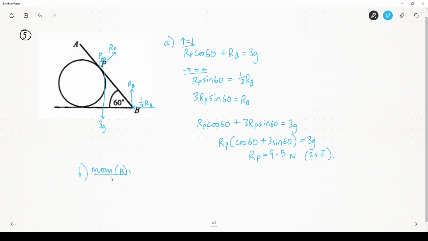we get the following. So the weight, first of all, we've got a force of 3G, and then the perpendicular distance from B to the line of action of the weight is going to be 1 cos 60. And this one's nice because the force is RP, which we worked out above is 9.5, and then the perpendicular distance is just along the plank, so we'll just call that x for now.